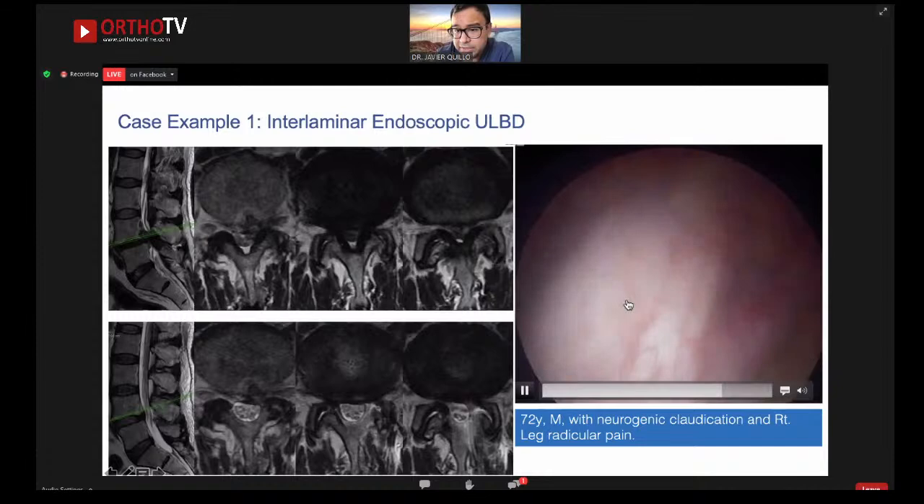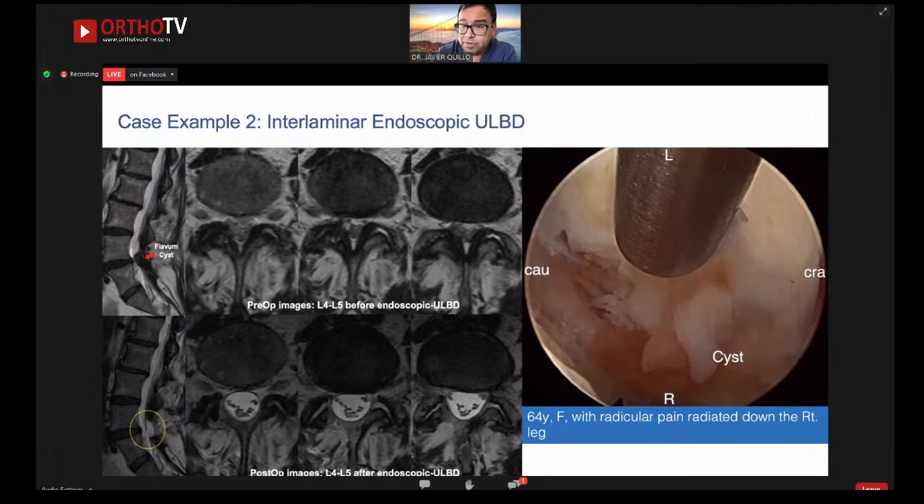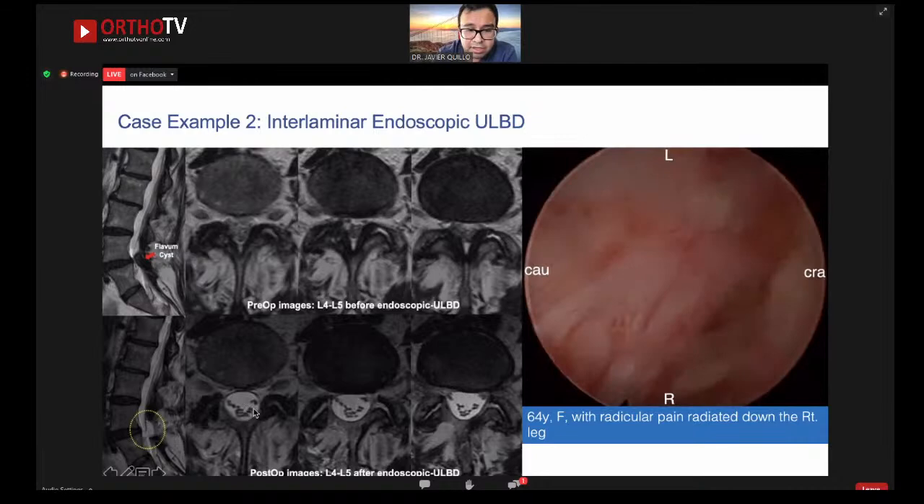This is another example of a 64-year-old female with radicular pain radiating down the right leg. The patient had a flavum cyst. The cyst was compressing the subarticular area, and we performed an interlaminar ULBD. Finally, we decompress the central canal and the subarticular area.